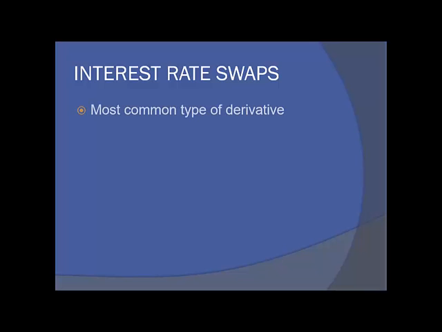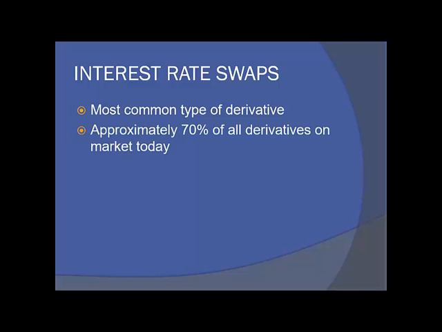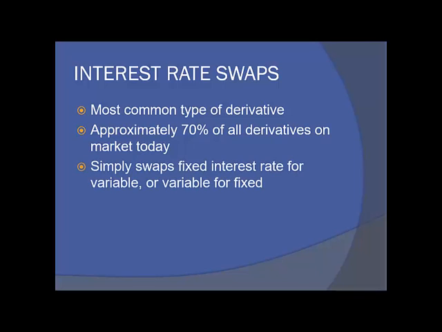For interest rate swaps, this is the most common type of derivative that many companies will enter into. Approximately 70% of all derivatives on the market today are interest rate swaps. So what is this? What am I swapping out? You're swapping a fixed rate for a variable or a variable for a fixed. Now, the key to know there, the original interest and loan agreement does not change.